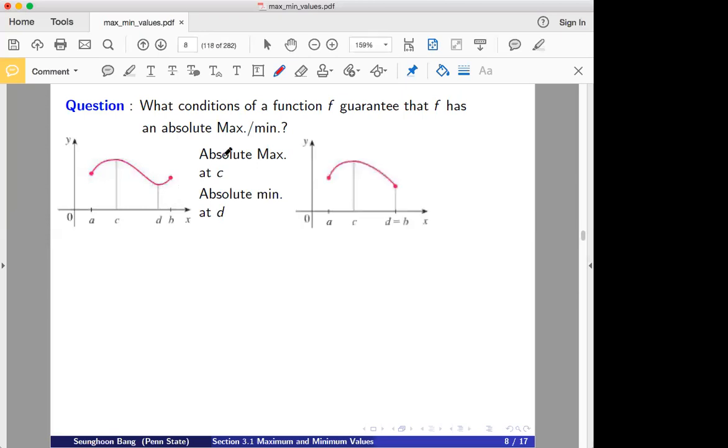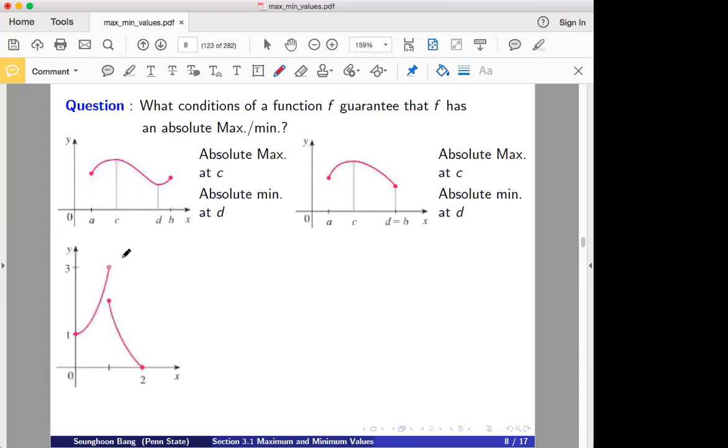Next one. Do we have an absolute maximum? Yes, we have it. Absolute minimum here? So we have it. Next, do we have an absolute maximum in this graph? No. We don't have a function value. This is open, so we don't have a function value. No. The absolute minimum is 2.